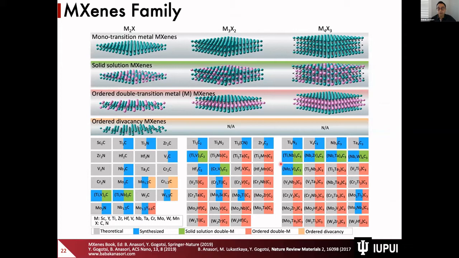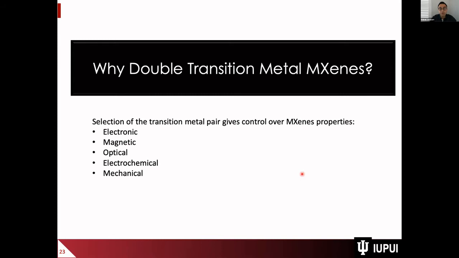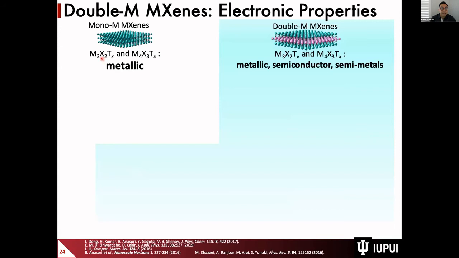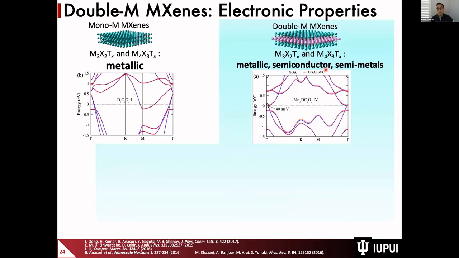Now, I explained all these, but you might ask, why do we even care about double transition metal? Well, because with the pair of transition metals, we can control electronic, magnetic, optical, electrochemical, and mechanical properties of MXene. For example, on the electronic properties, all the 3 or 4 layer MXenes that we know or computationally explored are metallic. But for the double M MXenes, the 3 or 4 layer MXenes can be metallic, semiconductor, semi-metal, or topological insulators.